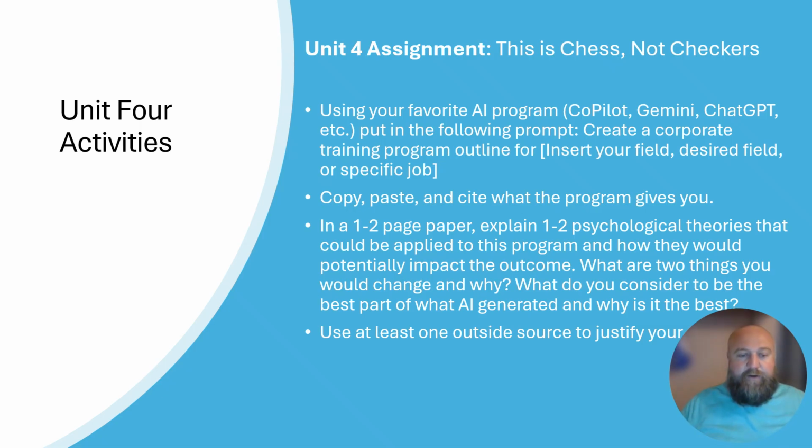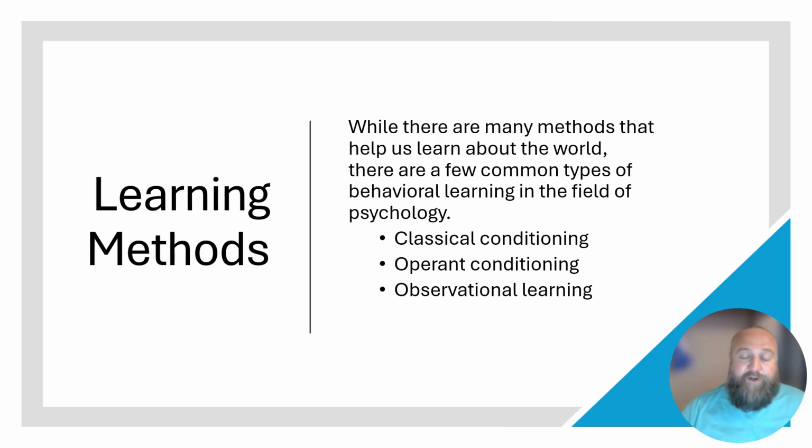So that's really important. You do need to use at least one outside source to justify your response. That is in addition to the AI, right? So you should have at minimum 2 references in your reference section, the AI and whatever additional source that you're finding. All right, so now that we're done with going over those activities, and keep in mind the Unit 4 assignment is due Sunday prior to midnight.